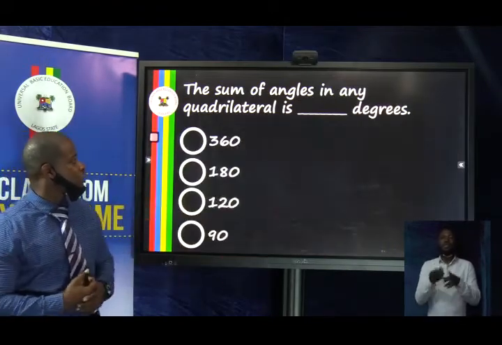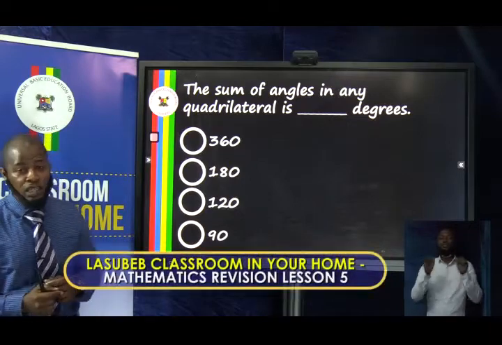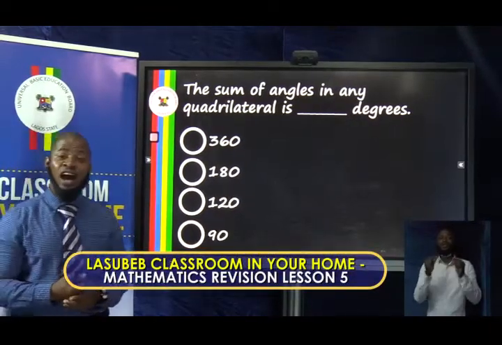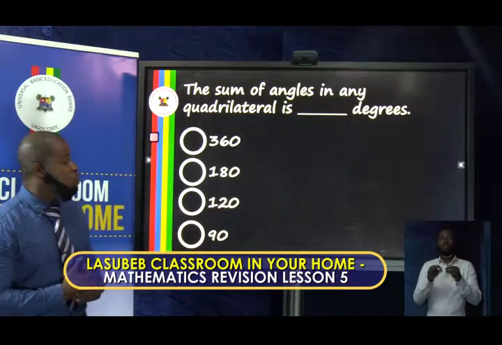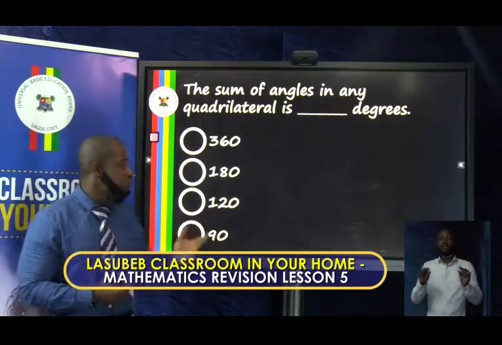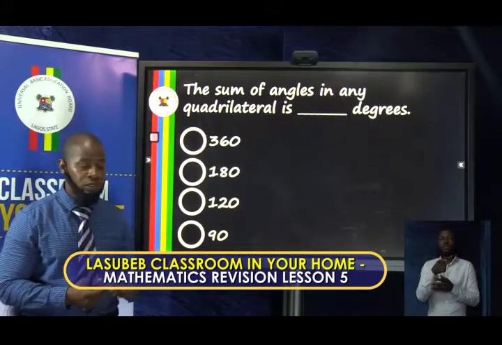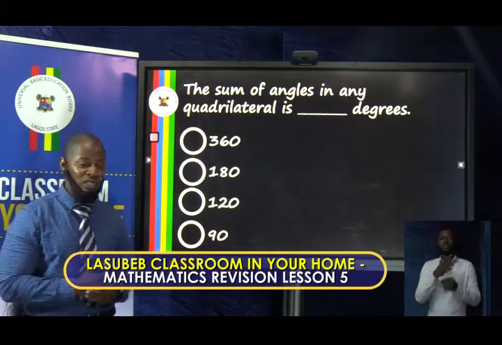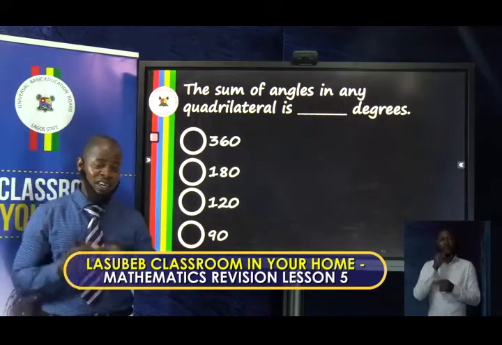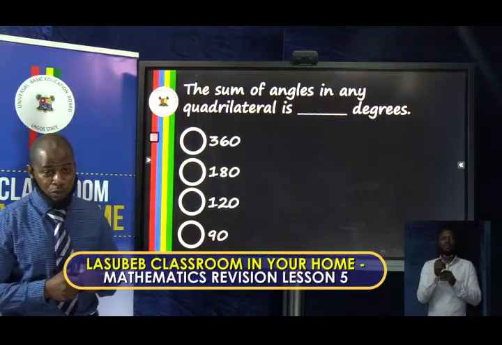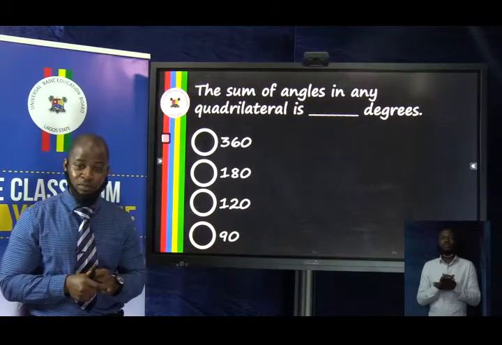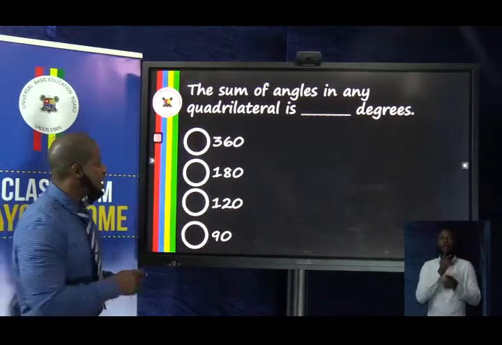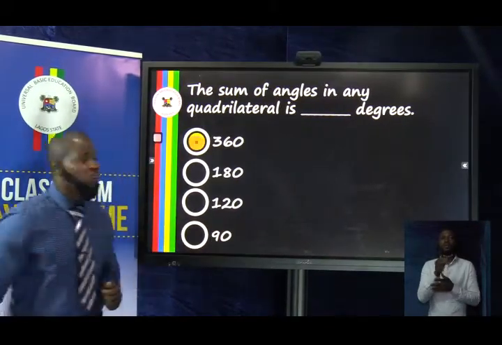And now to the final question of the day. This question says the sum of angles in any quadrilateral is dash degrees. How many degrees if you add up all the angles in a quadrilateral? Any quadrilateral whatsoever. The options are 360 degrees, 180 degrees, 120 degrees, 90 degrees. Think critically, it's in that song that I taught you. Select your answer. Alright, the answer is 360 degrees.